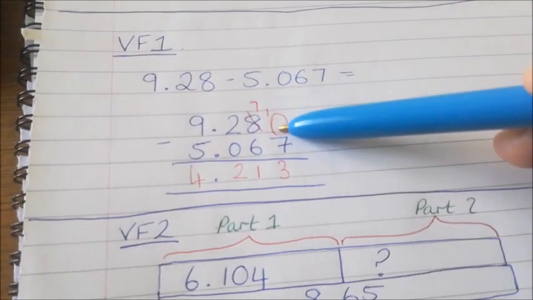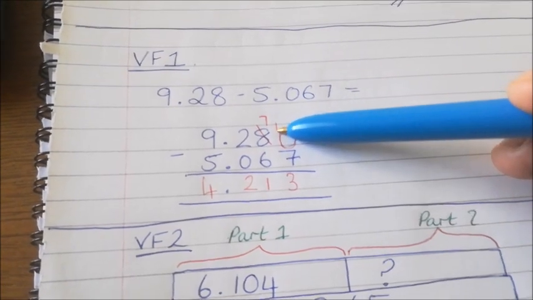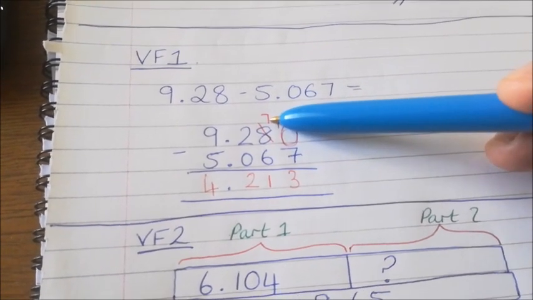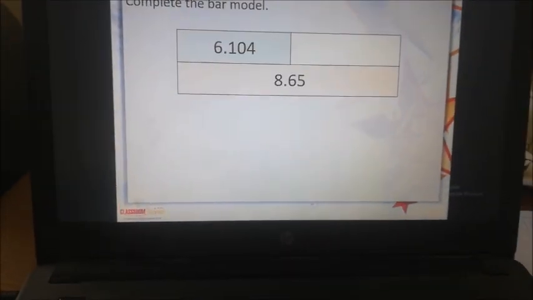Make sure we are borrowing. You can't do 0 take away 7. It wouldn't then be 7 take away 0. It's always the top number take away the bottom number. So we do need to borrow. Okay, so make sure we are careful with that one. Obviously the answers come up as well.